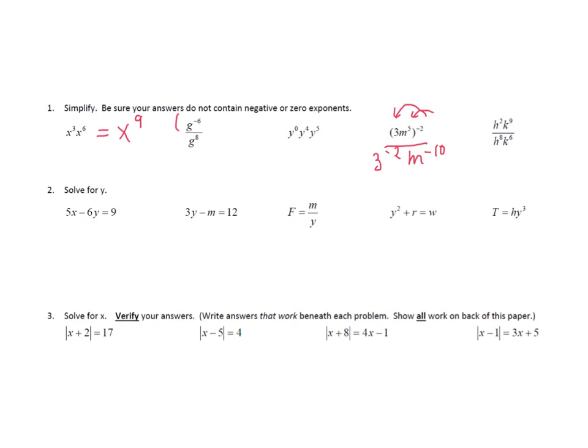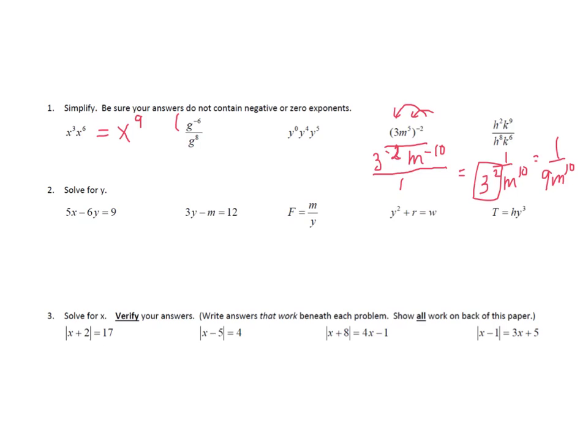What do I need to do to make that positive? I need to put it on the other side of a fraction. Remember, everything is expressed as over 1 when you think about it. So my answer to this one would be 1 over 3 squared m to the 10th, which is really 1 over 9 m to the 10th, because I have to write out that exponential expression when it's a number. I can't leave it like that. It's not simple.